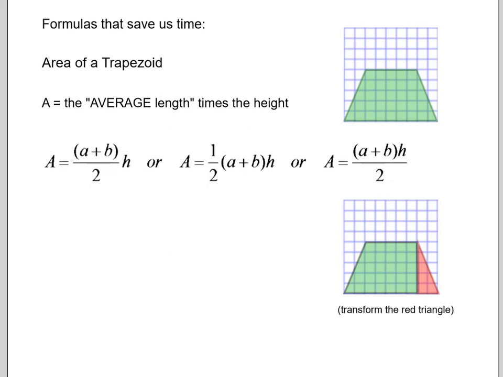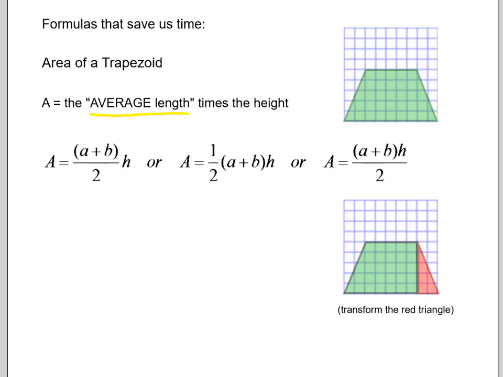Trapezoid, okay, another quadrilateral. The area is the average length times the height. So this piece right here, the average, okay, if you took the top dimension and the bottom dimension, add them together and divide by 2, that would be the average. So if you have a quiz mark of 6 out of 10 and a quiz mark of 8 out of 10, if you add those two together, you'd have 14, divide by 2, you'd get 7. That would be your average.